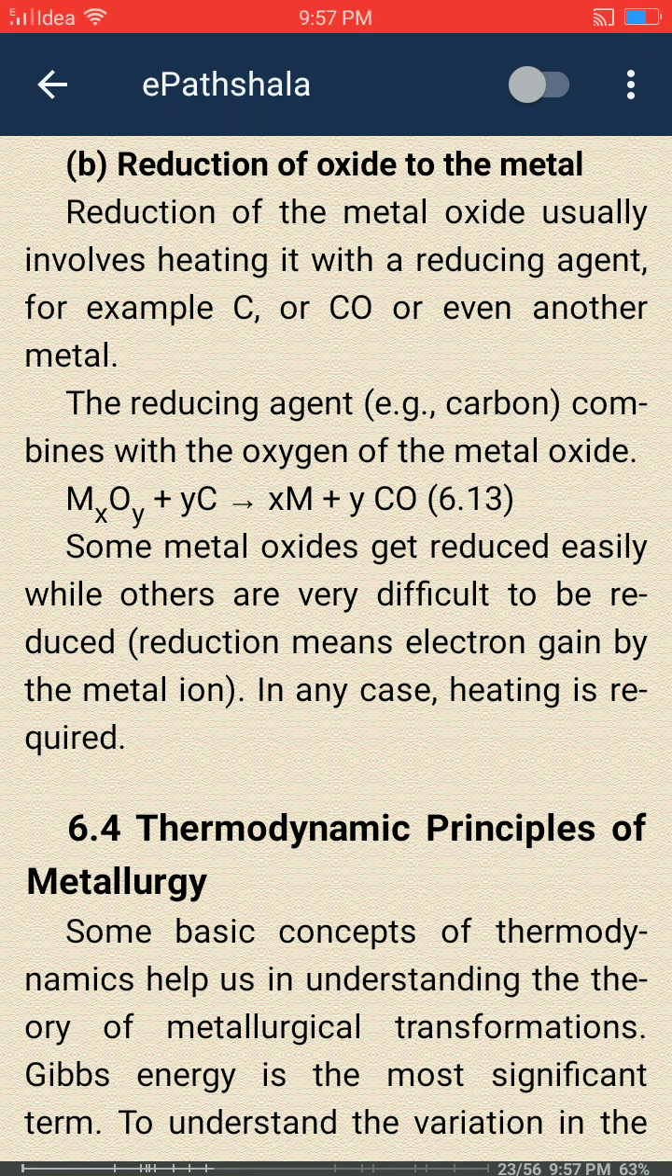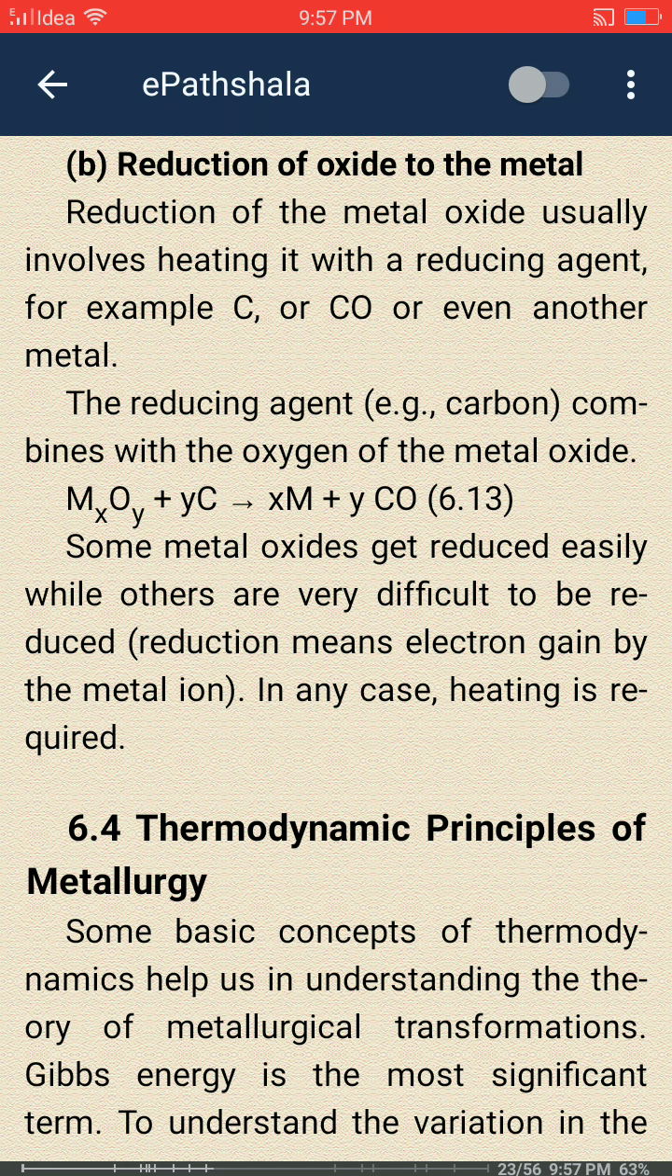Some metal oxides get reduced easily, while others are very difficult to reduce. So we know that reduction means electron gain by the metal ion. In any case, heating is required. So whenever reduction takes place, heating is essential. So heating with the reducing agent is the easy method to convert a metal oxide to a metal. So this way we can reduce oxide to the metal.